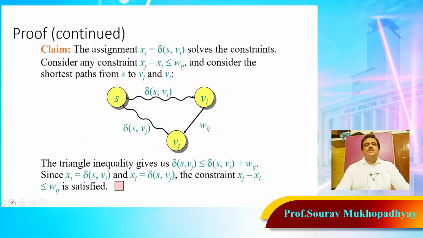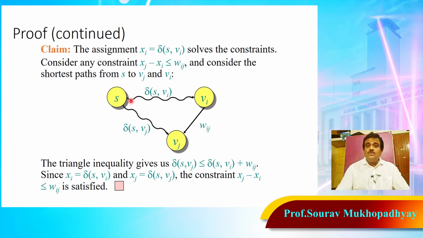So, how? Now, we are claiming that delta of S comma Vi, call it xi, are the solutions for these constraints. How to prove that? Now, we consider two vertices. This is basically one part of this constraint graph. Now we take this vertex S. We take the shortest paths, this is delta of S comma Vi and this is delta of S comma Vj and this is Wij. And what was the constraint? The constraint was that xj minus xi is less than or equal to Wij.